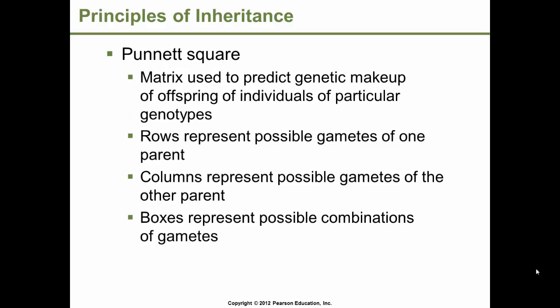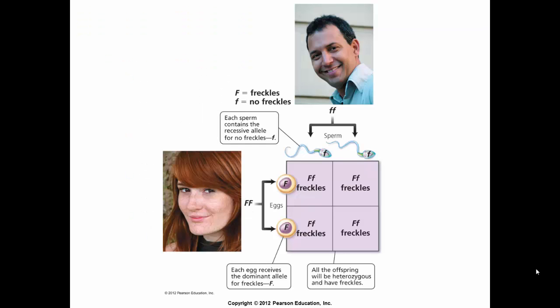A Punnett square is the matrix that we use to predict genetic makeup of offspring of individuals of particular genotypes. The rows represent the possible gametes of one parent, and the columns represent the possible gametes of the other parent. And so the boxes that we derive from this Punnett square represent the possible combinations of gametes that might be received from a cross between these individuals.